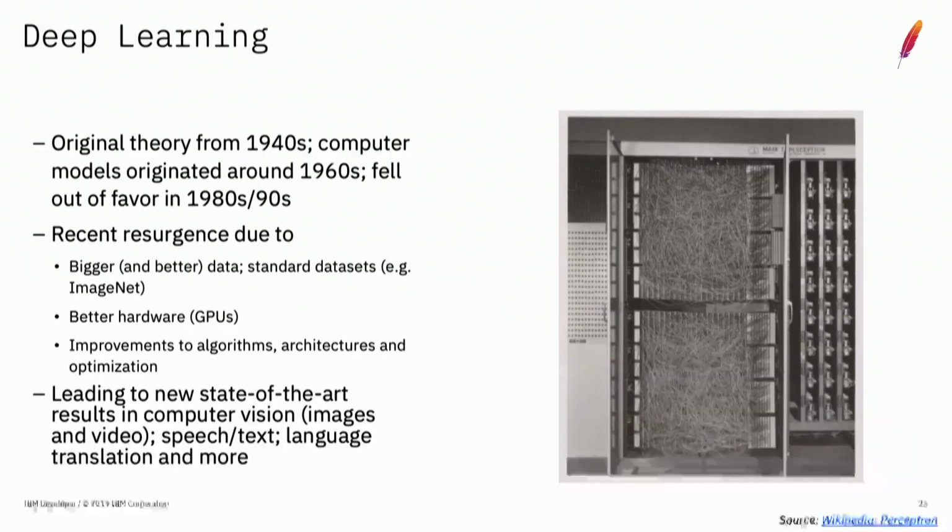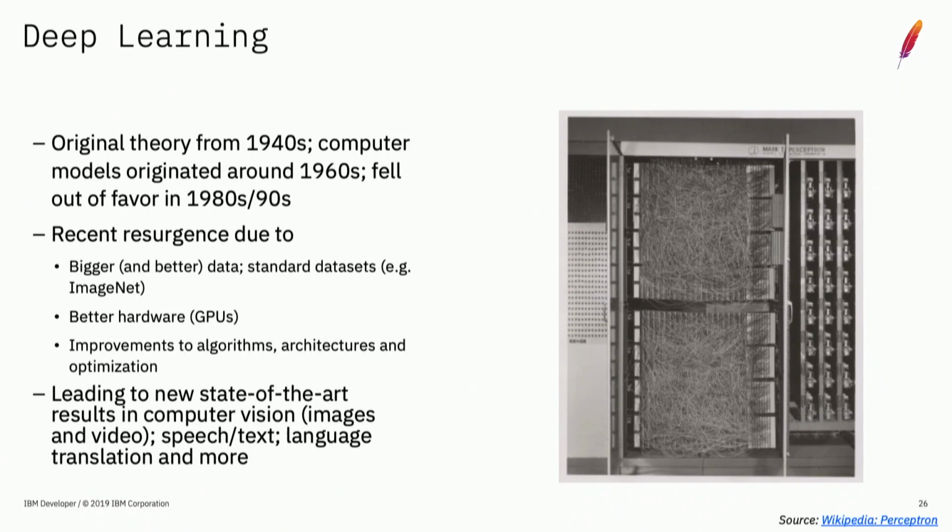So before we move on to a little bit about deep reinforcement learning, we'll just briefly cover some of deep learning and then see how they've been combined. Deep learning has been around for quite a long time, since the 1940s, and the original computer models originated in the 1960s. This is actually a perceptron machine on the right there. That was the first multi-layer perceptron back in the 1960s.